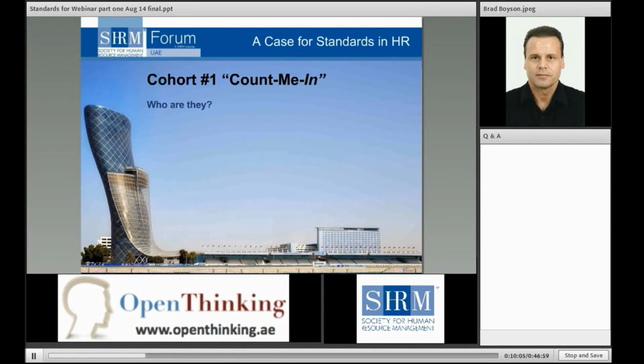So a little bit more detail about what I call the count me in cohort. What is the typical profile of this type of person? In general, they are hands-on HR generalists. They tend to be working in industries, in no particular order, like finance, engineering, manufacturing, retail, hospitality.